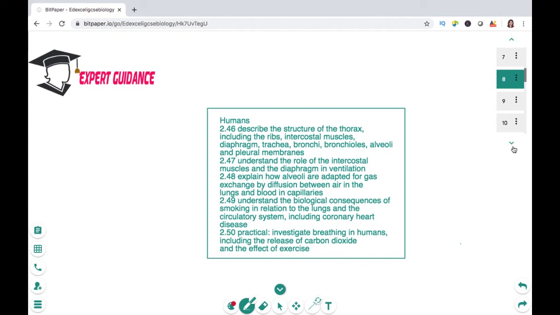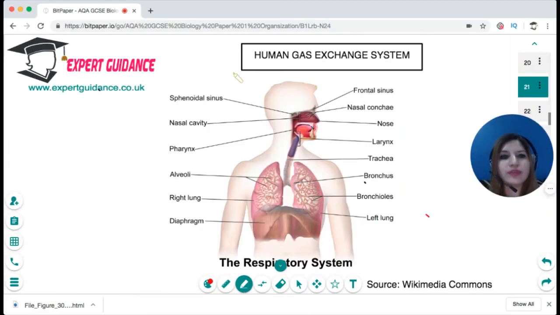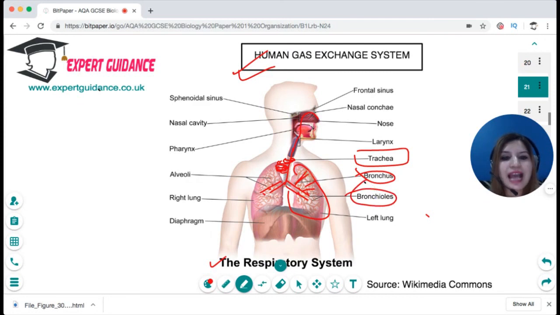So let's begin. We come to the human gas exchange system called the respiratory system, which starts with the nose, and then the air goes into the windpipe. The windpipe is known as the trachea. The trachea is covered by rings of cartilage that prevent the trachea from collapsing, and then the trachea bifurcates into two. These two bifurcations are known as the bronchi. These two bronchi enter the lungs. In the lungs, the bronchi get further branched into the bronchioles, and at the tip of the bronchioles we have tiny air sacs called the alveoli, where the gas exchange takes place.